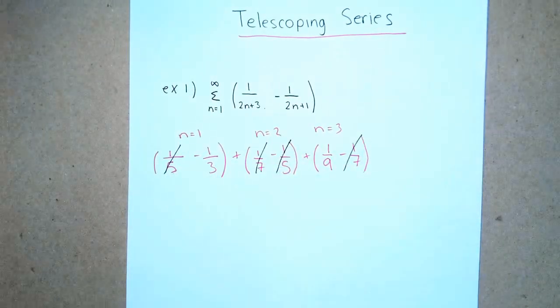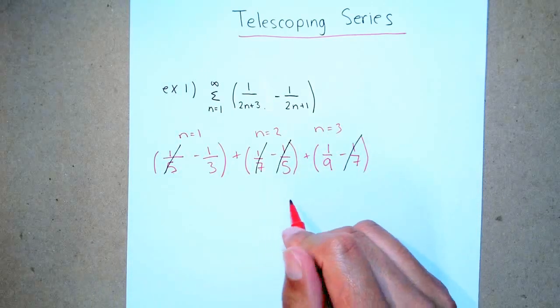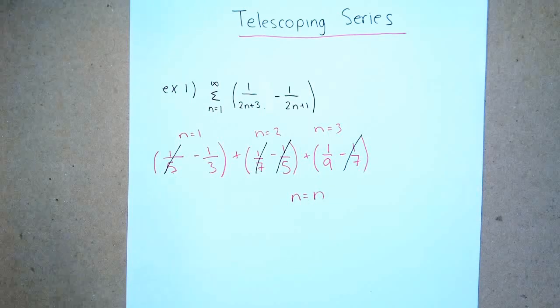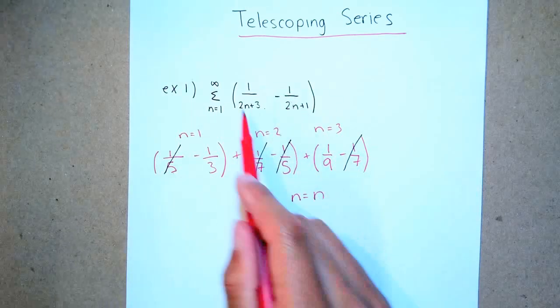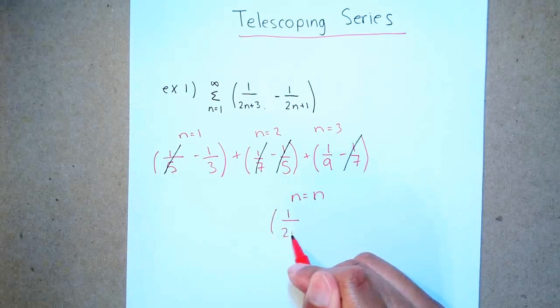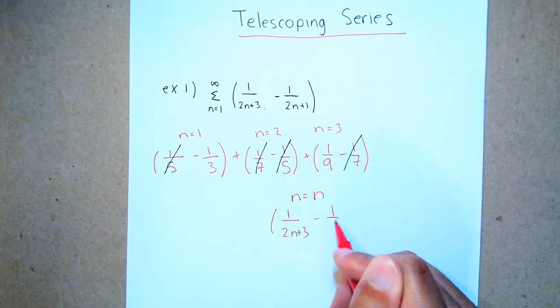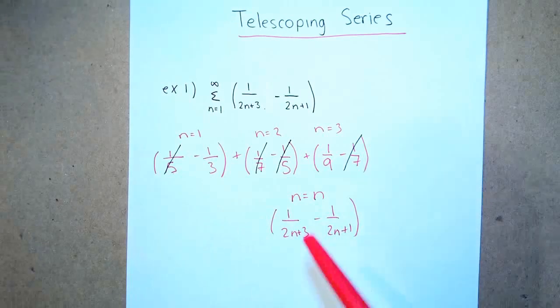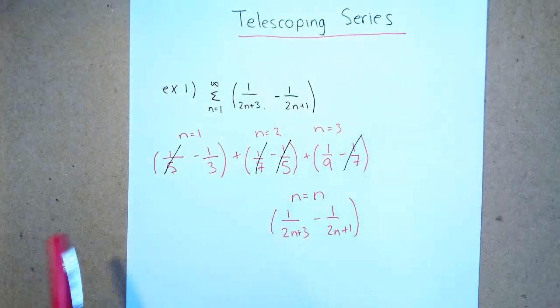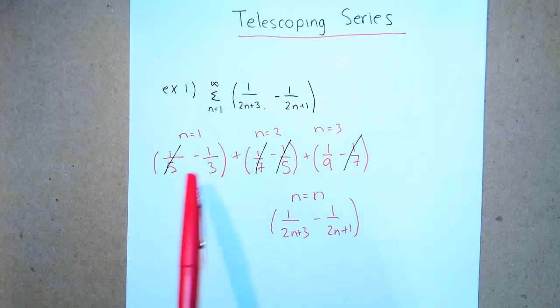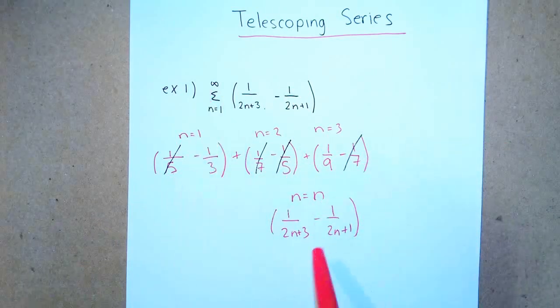So then you have to ask yourself, okay, well, what about the last term? Something's going to be remaining. Well, the last term is going to be your n term. What is your n term? Your n term is exactly what this is. I'm going to plug in n into there, and it's the same exact equation: 1 over 2n plus 3 minus 1 over 2n plus 1. Now remember, what we're trying to do is find the sum of every single term all the way to infinity, because it starts at 1 and goes all the way to infinity, which this would be your last term.